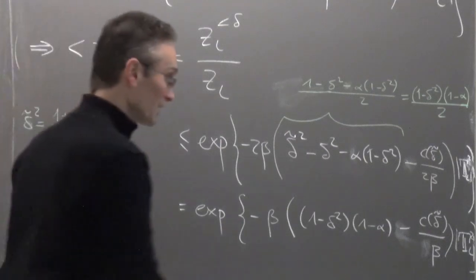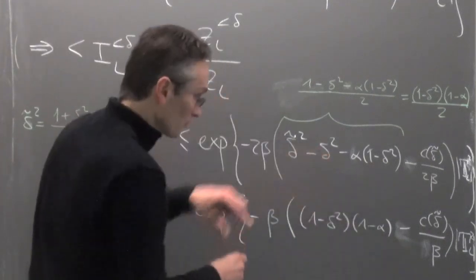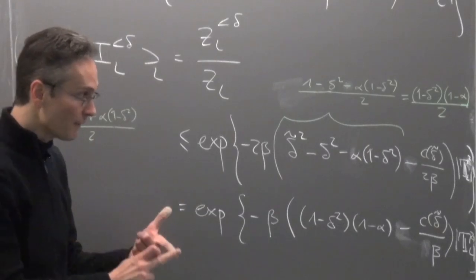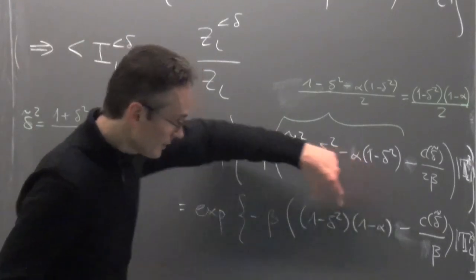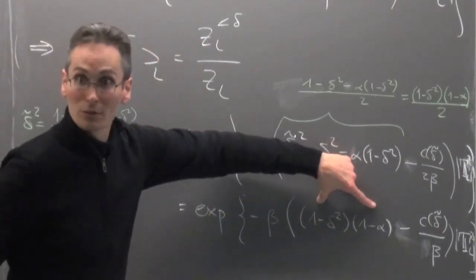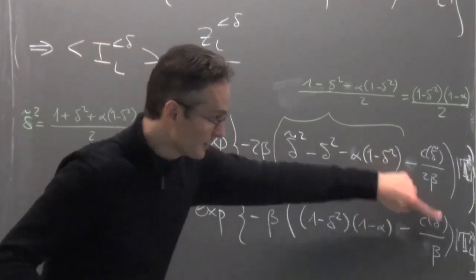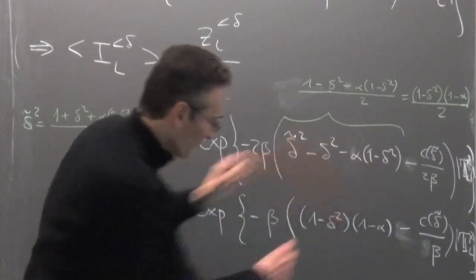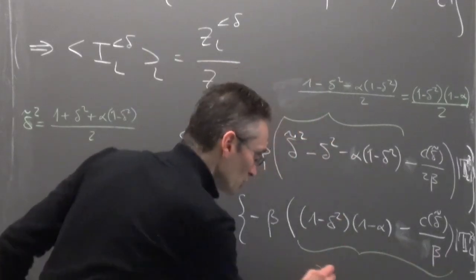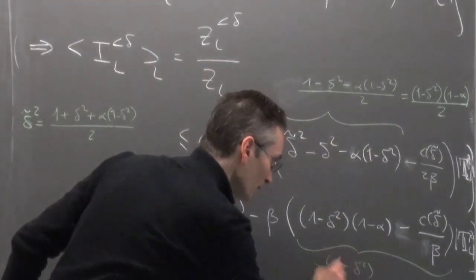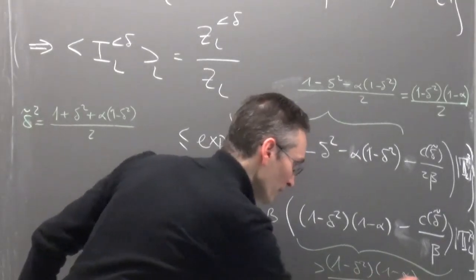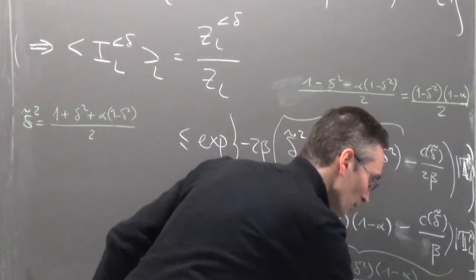And now you choose beta large. If I choose beta large, so for any delta smaller than 1 and any alpha smaller than 1, this quantity is strictly positive, this product here. So this is strictly positive. Now if I take beta large, I can make this so small that all this quantity is larger than 1 minus delta square, 1 minus alpha over 2, for all beta larger than beta 0.